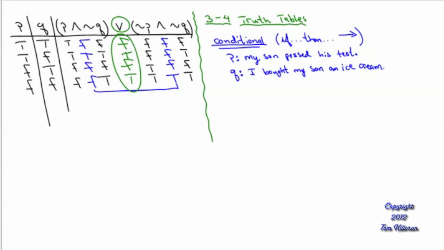So I tell my son, now remember, leave a little space to the left: if you pass your test, then I will go buy you some ice cream. This is just like the promise I told my wife about going to the store and to the bank. So if I tell my son this, I still want to know if I'm telling him the truth or if I'm breaking, in this case, a contract.